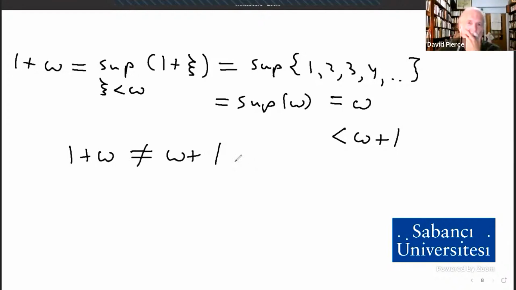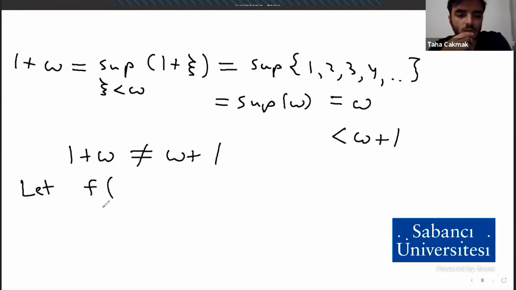Okay, we don't get everything, but let's write. Hocam, may I ask something? Please. Is it because omega plus 1 works as a successor and 1 plus omega doesn't work like that? Well, yes. That's one. Okay, actually, yeah, let's go through it.